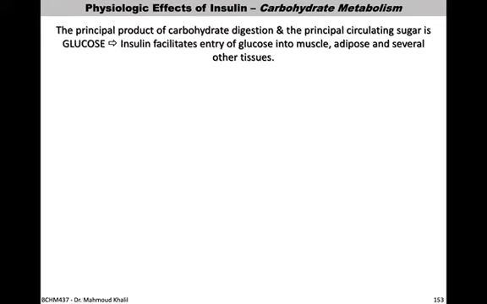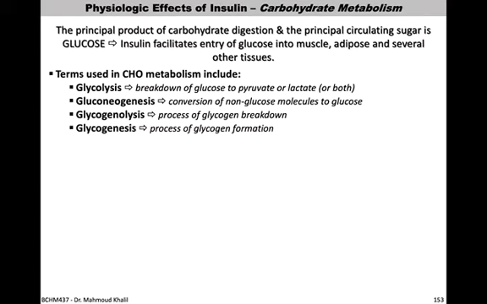So let's see the physiological effect on carbohydrate metabolism. The principal product of carbohydrate digestion and the principal circulating sugar is glucose. Insulin facilitates the entry of glucose into the three major tissues, mainly the muscles, adipose tissue, and the liver. Terms used in carbohydrate metabolism include, of course, and you are familiar with them, I guess, glycolysis, gluconeogenesis, glycogenolysis, and glycogenesis. These are the different terminologies used in the process of metabolism of glucose.